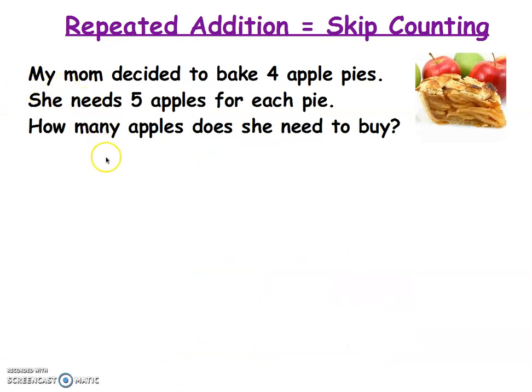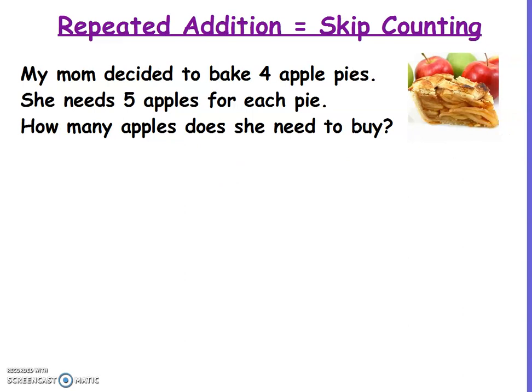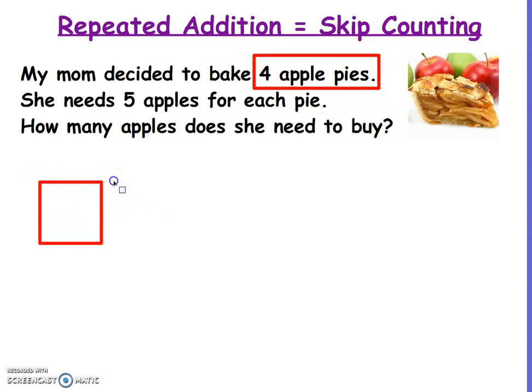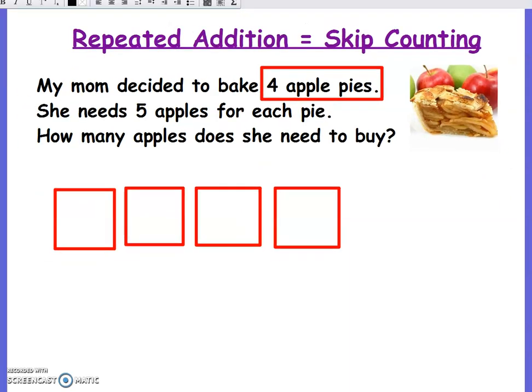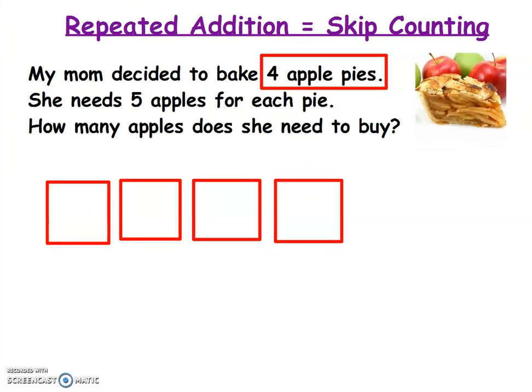So my mom decided to bake 4 apple pies. She needs 5 apples for each pie. How many apples does she need to buy? So again, I'm looking for how many pies she's going to make. She's going to make 4, okay? So she's got 1 pie, 2 pies, 3 pies, 4 pies. Well, in each pie, how many apples does it say that she needs? She needs 5 apples for each of them. So she's going to need 5 here, 5 here, 5 here, and 5 here.